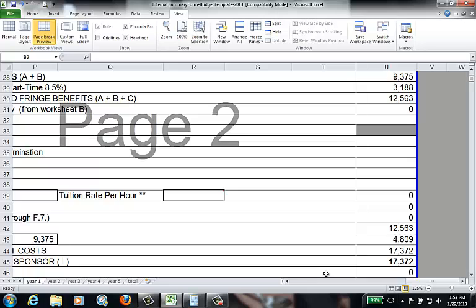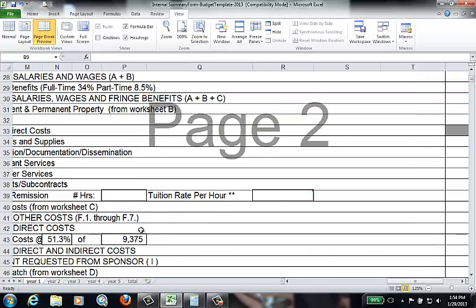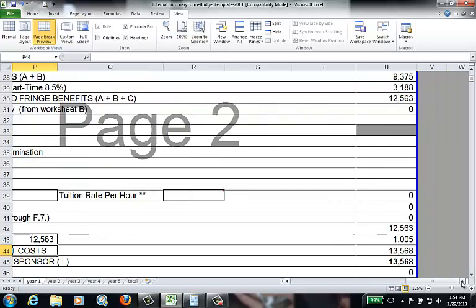However, sometimes the sponsor will limit the amount of indirect costs we can ask for. For instance, HRSA limits indirects to 8% of modified total direct costs, which, as you can see, would be much less.